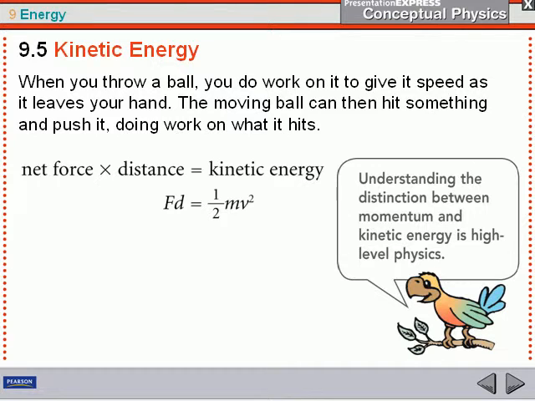So when you throw a ball, we said you do work on it. You apply a force over a distance as you throw it. And you can see you do work on the ball, which is force times distance, and then you cause it to move, which is 1/2 mv squared. So when it's moving, it has kinetic energy.